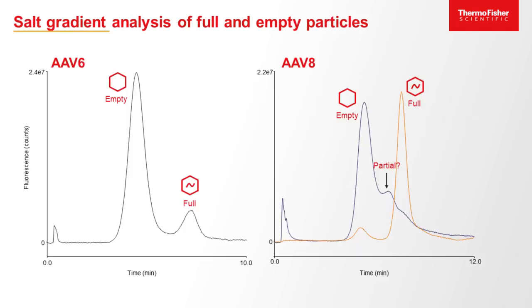With these chromatography conditions, we were able to separate multiple different serotypes, and here we have two examples using salt gradient, AAV6 and AAV8. In both cases, we got baseline separation of full and empty. For these examples, I used tetraethyl ammonium chloride as salt.